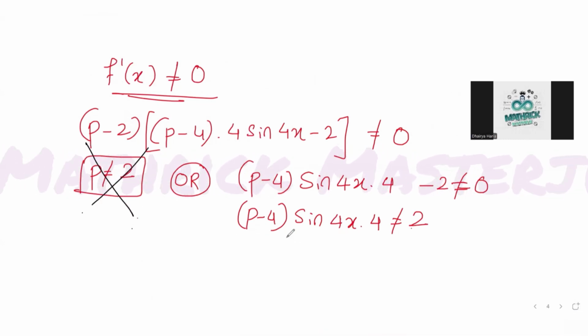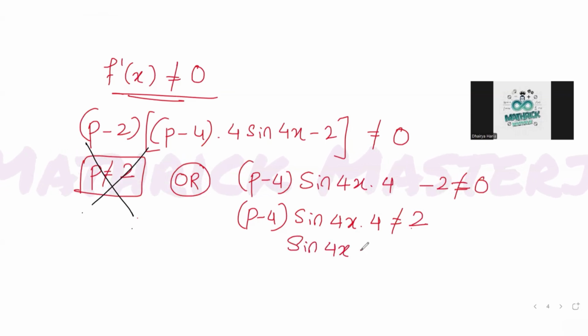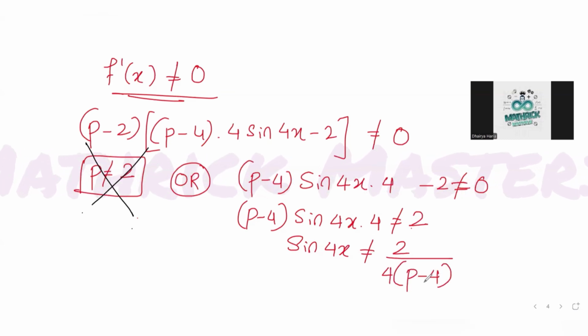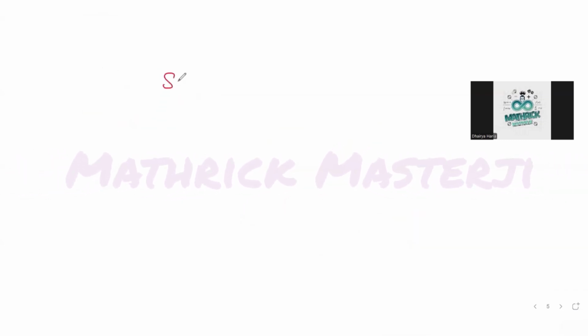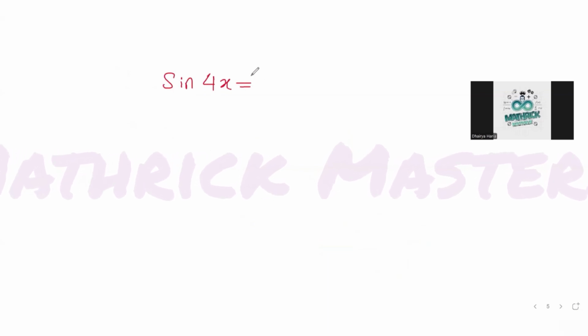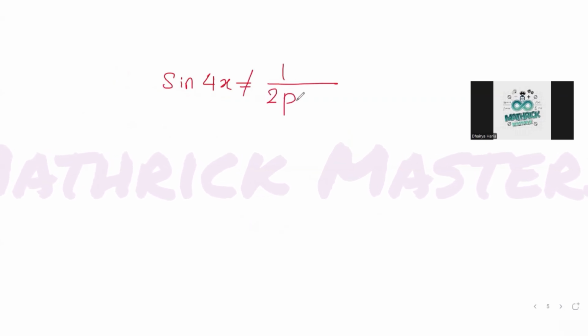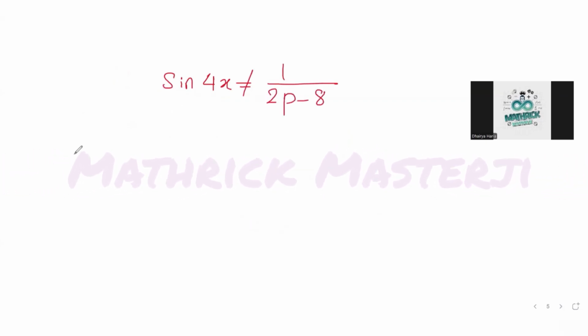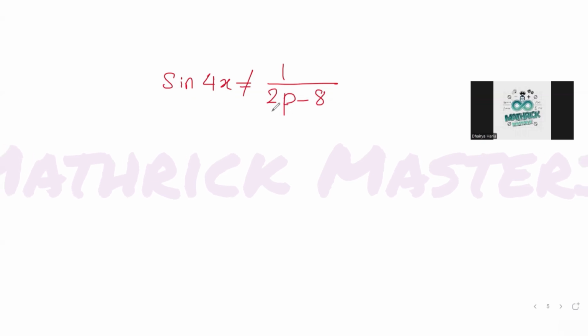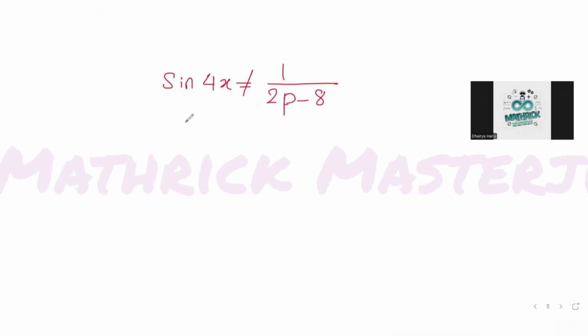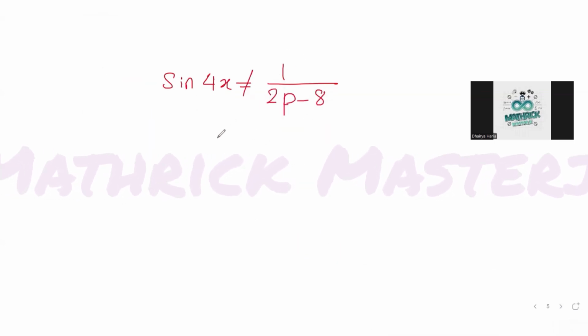So taking 4 and p minus 4 on the other side, I get sine 4x is not equal to 2 over 4(p minus 4). 2 and 4 I can cancel as 1 over 2. And if I multiply it inside, I get sine 4x not equal to 1 over 2p minus 8. Now, when that's the case, I want to figure out the value of p here. So what I can understand from this is sine 4x is not equal to 1 over 2p minus 8.